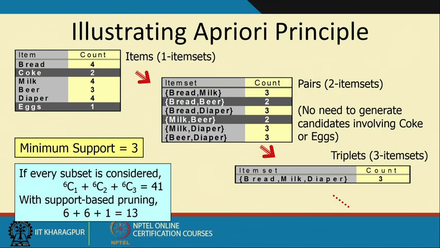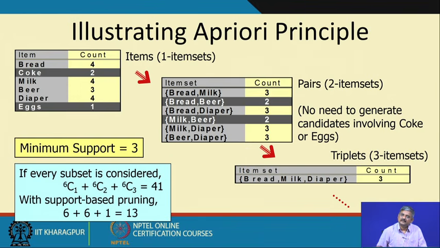Suppose there are these 6 items: bread, coke, milk, beer, diaper, eggs, and these are their counts. Since there are 6 items, all possible combinations is 41. If I set some support threshold to be greater than 2, that is 3 and above, then only 13 of these 41 are frequent.